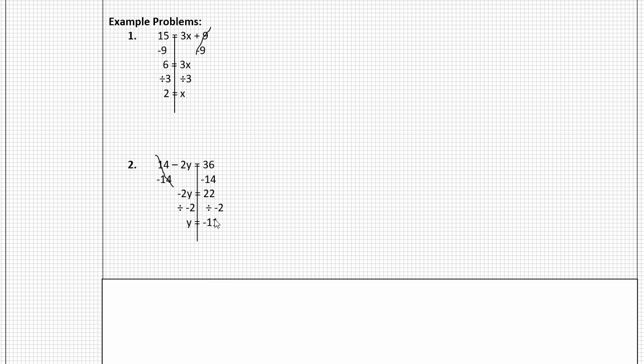So in following these steps, undoing what is happening to that variable, we find that y is equal to negative 11. We can plug in negative 11 to our equation in place of this y and say that negative 2 times negative 11 is a positive 22, and 22 plus 14 is 36. So our answer, that y is equal to negative 11, is correct.